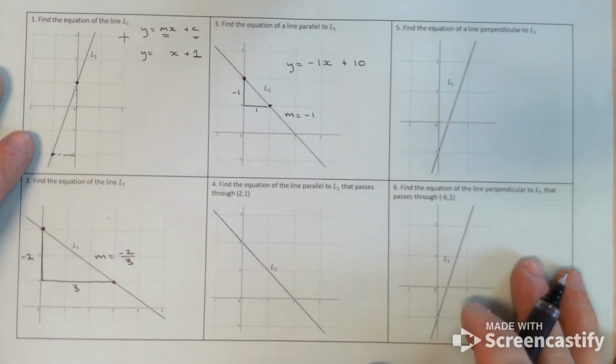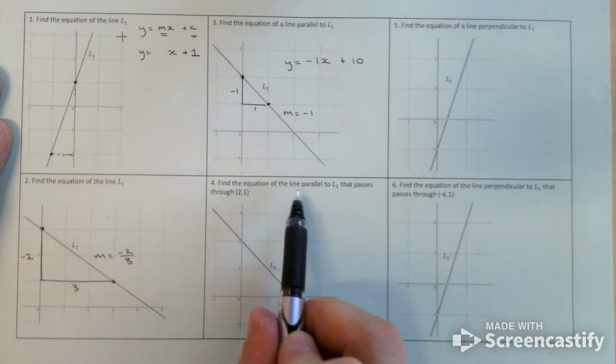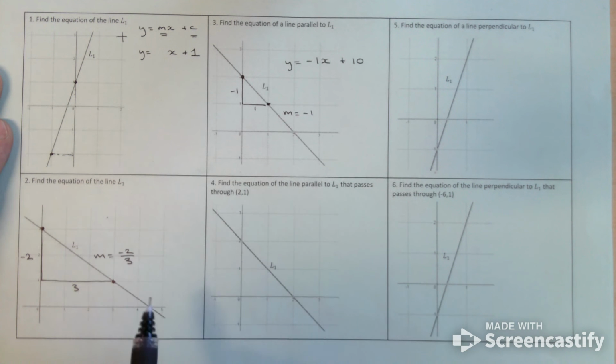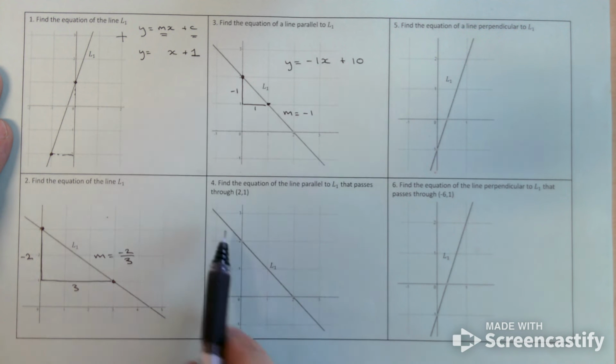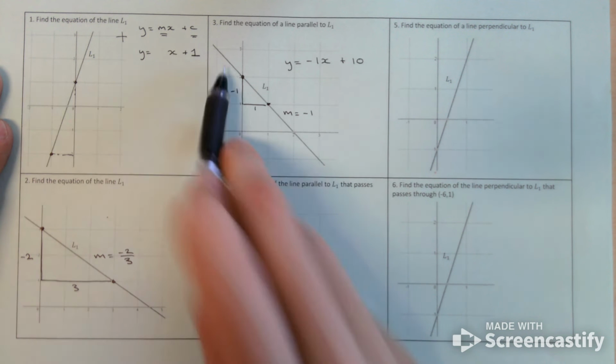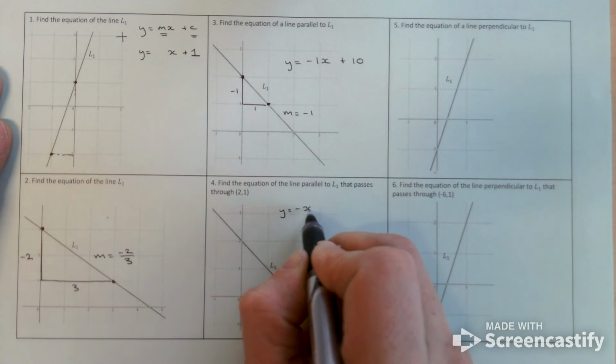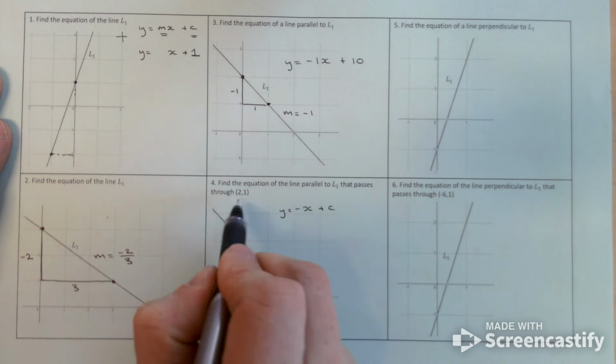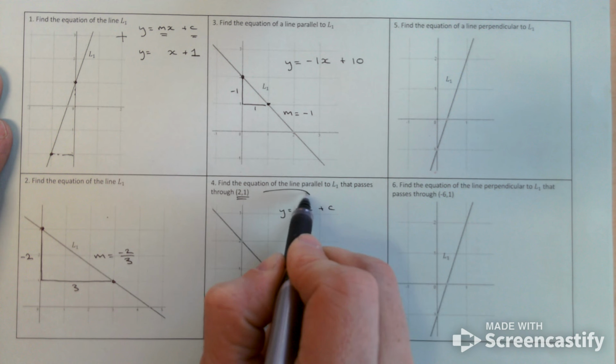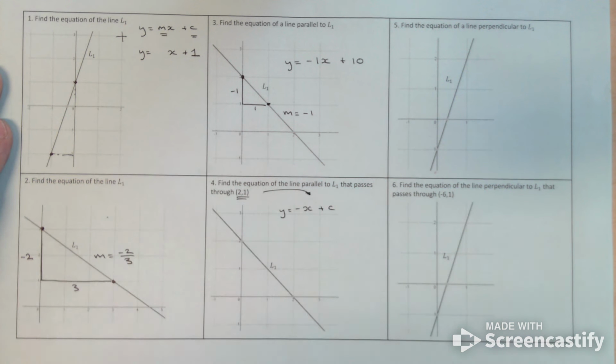Question 4. Equation of a line parallel to L1 that passes through 2, 1. So if you look, this is actually the same line as before. So it's going to have to be y equals -x plus c, and we're going to use that coordinate to find out what the c value is.